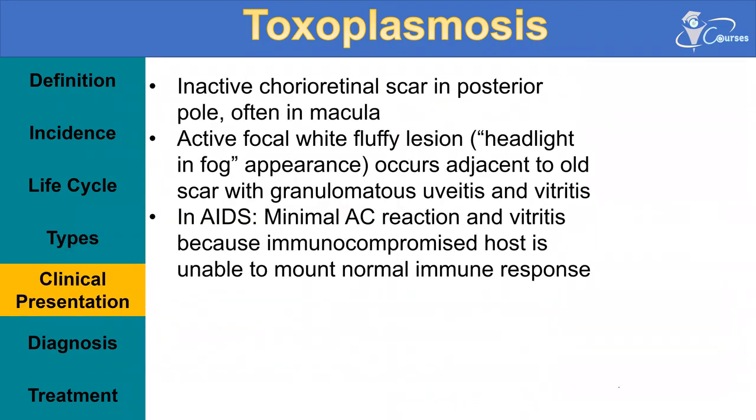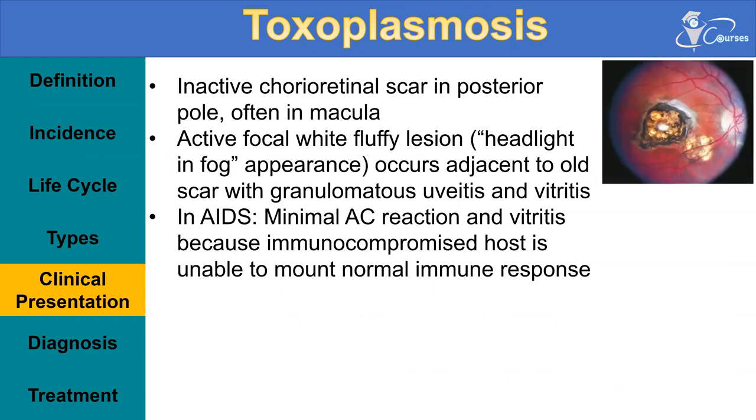Okay, so regarding the clinical presentation of the retinal lesion, we said it will cause chorioretinitis. So what will be the presentation? Actually, it can take different forms. It can take the form of a scar, or it can take the form of an active lesion. In case of a scar, it will present with an inactive chorioretinal scar in the posterior pole, usually in the macula.